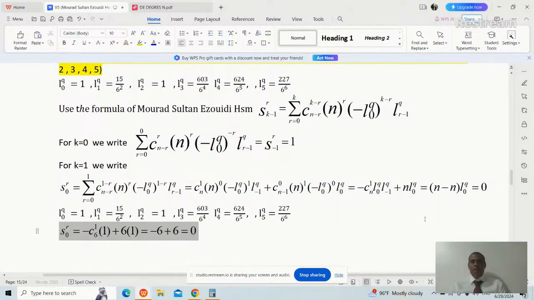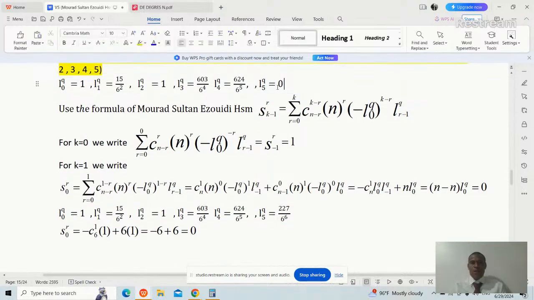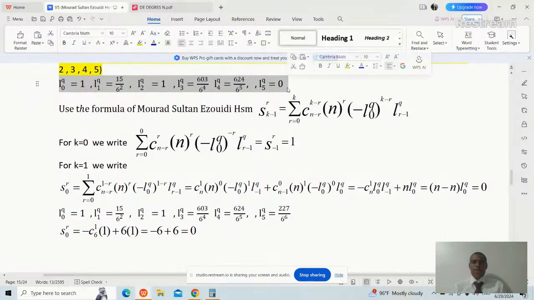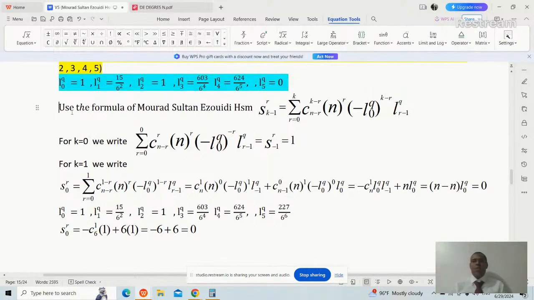Go down. Okay. Now learners, this we call S0. Is 0. Okay. So to find, let's say this is the coefficient of my polynomial to the power 6. I will use the discriminant formula of Mourad Sultan Ezouidi, learners.